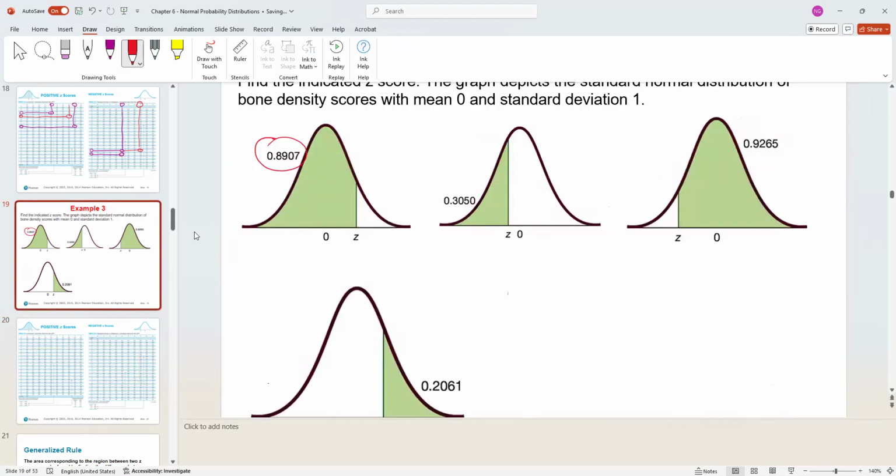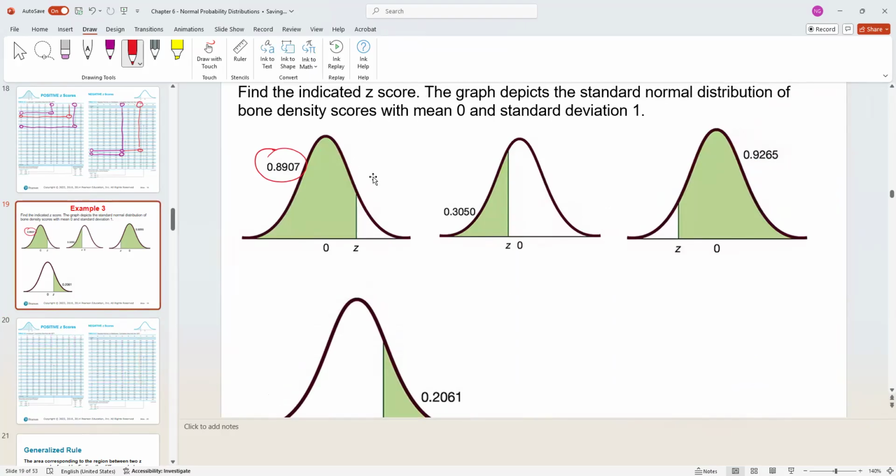Okay. Now, the probability is given. Now, what z corresponds to this probability? Exactly, we see. Find the indicated z-score. The graph depicts the standard normal distribution of bone density scores with mean and standard deviation. We have the mean and standard deviation. Now, our goal is to find z.